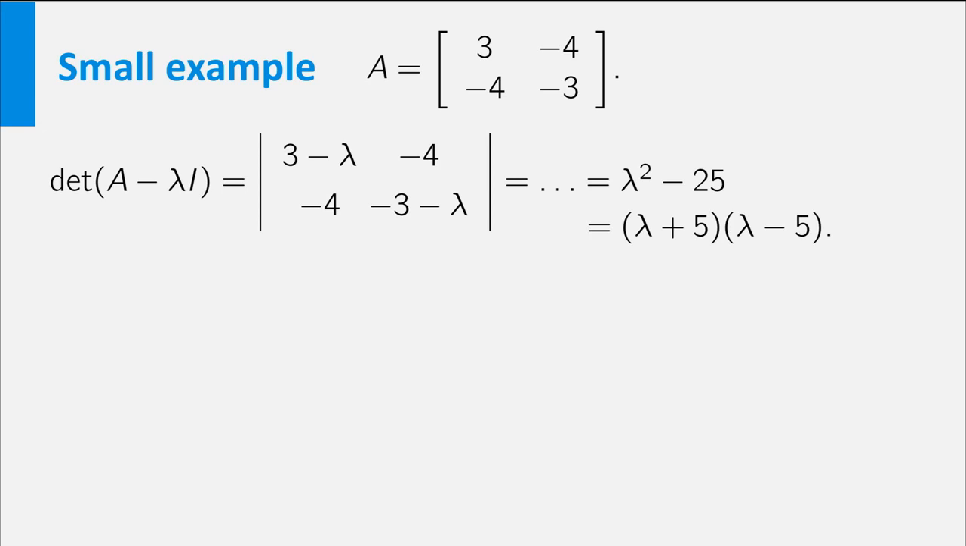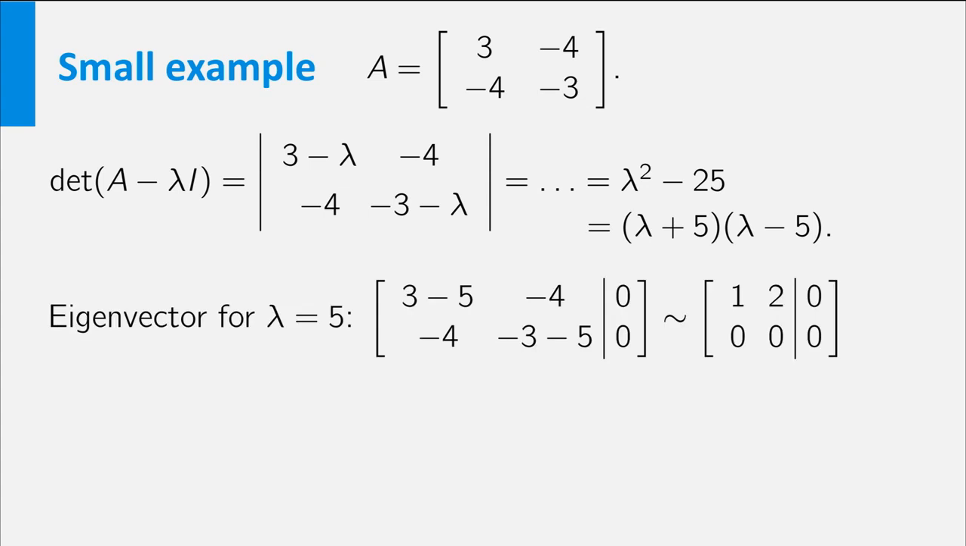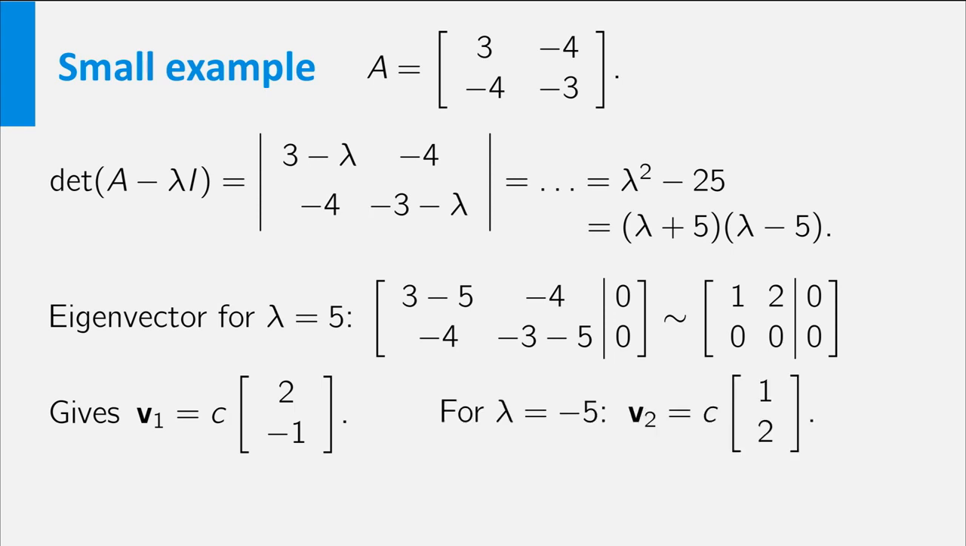It's not hard to compute the eigenvectors. For lambda equals 5, you have to solve a linear system, and from the reduced form you can read off that (2, -1) is an eigenvector. Likewise, for lambda equals -5, you will find that v2 equals (1, 2) is an eigenvector. About the orthogonality, compute the inner product. You see, these eigenvectors are indeed orthogonal.